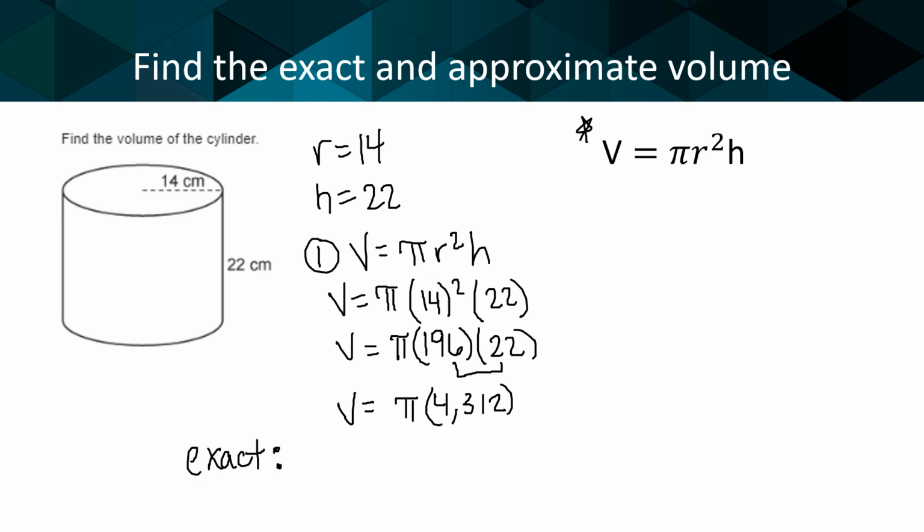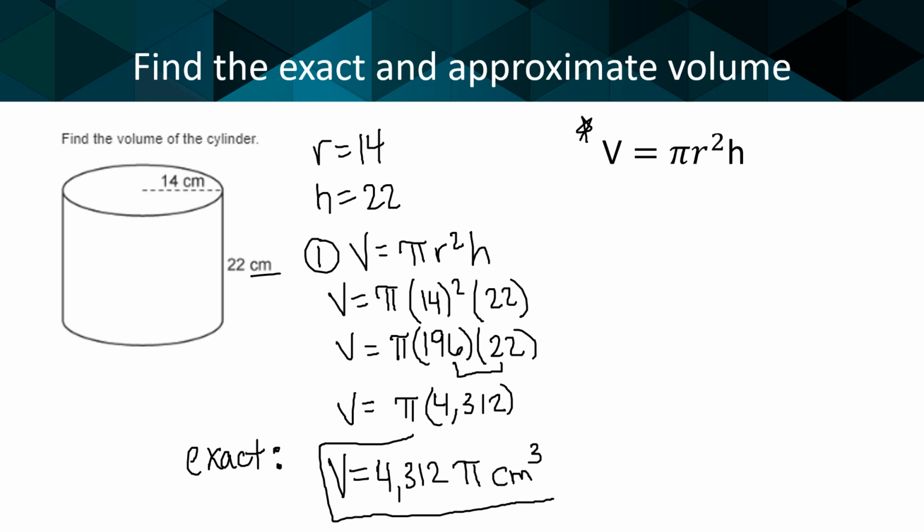This is just where we need to reorder what's going on here in our answer, okay? Because we treat pi like a variable when we leave pi as pi. So I'm going to start off with my volume equals. I'm going to write my number first, so 4,312. I'm going to tack my pi on the end, just like you would tack on a variable. And then I need my units. Don't forget your units. Our units are centimeters, so this is going to be in centimeters cubed, okay? Because we're in the third dimension, we use cubic centimeters. All right, so there's our exact answer.